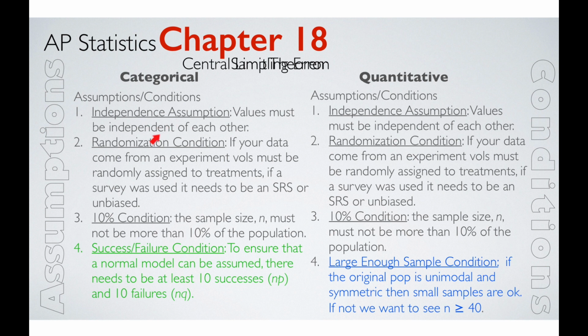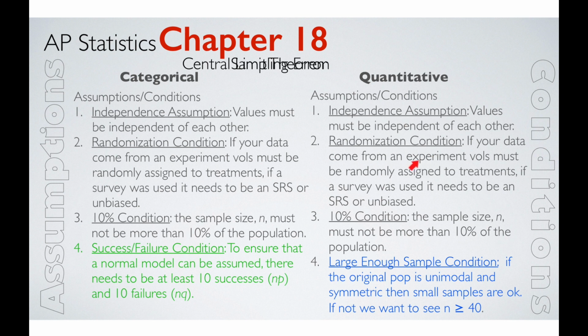Now, the assumptions: independence, randomization, 10%. These are the same ones that we're used to. We introduced these back last semester, so they're not going to really change a whole lot. I'll just refresh your memory. Independence refers to each individual number that you collect being independent of the other. In other words, from one person's height to the next person's height, those things are independent. My height doesn't affect someone else's height. Randomization is about whether I collected my data in a random fashion.